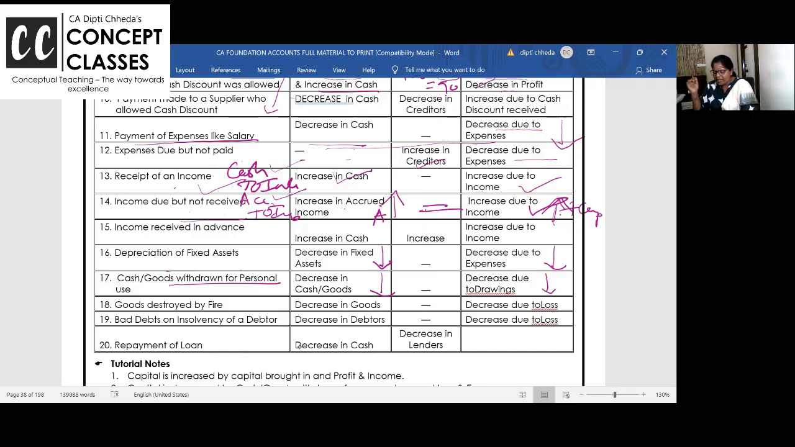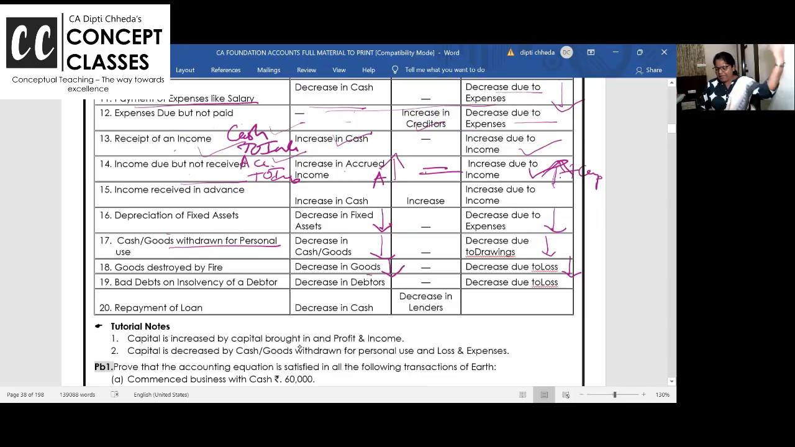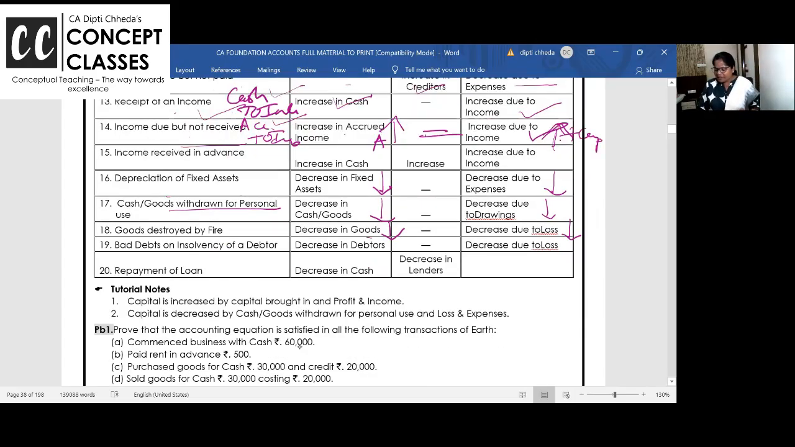Goods destroyed by fire. Some goods are destroyed by fire. Your stock is reducing. 12,000 goods are into ashes now. Your stock is destroyed. Stock कम हो गया, and suppose there is no insurance, so it's a loss. So capital will reduce. Did you get one thing? In the capital, profit will increase the capital and loss will decrease. Okay? Bad debt. Bad debt से क्या होता है? Debtors are reduced and your loss will increase.